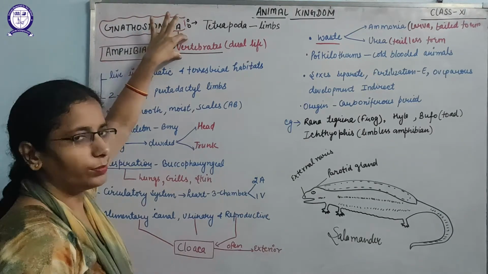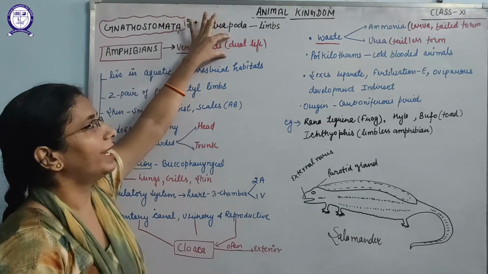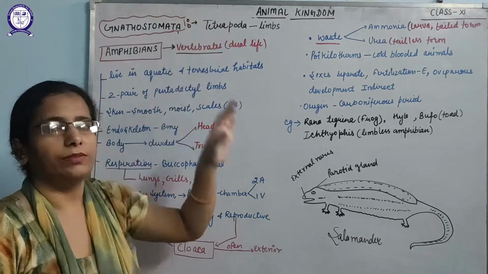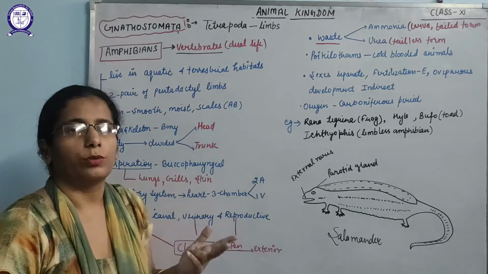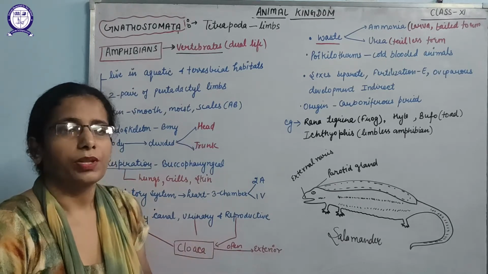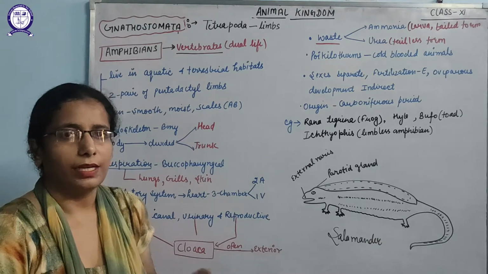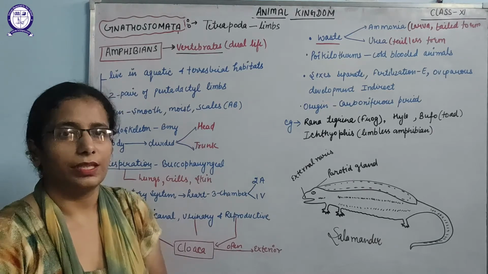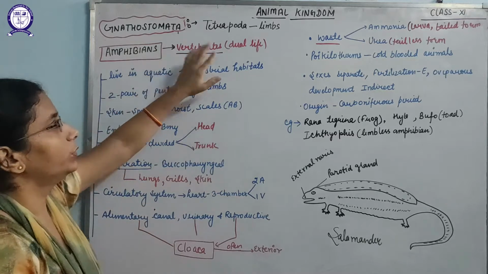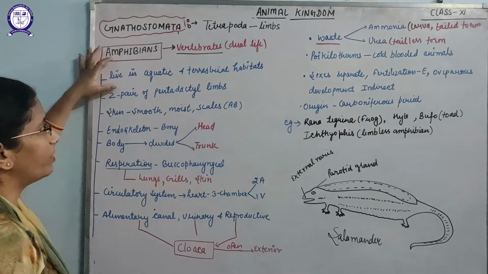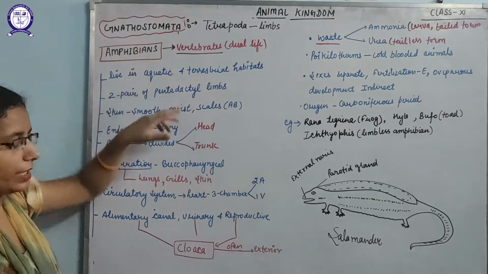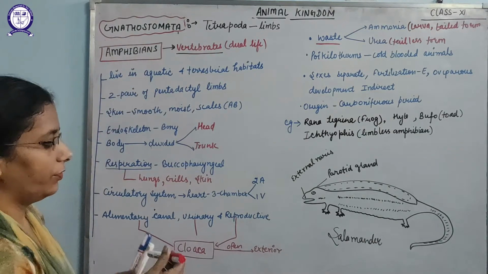Amphibians are the vertebrates that live a dual life. That means they can live in the water as well as on the land. That is why they perform two types of phases in their life. If they are living in the water, in the same way they can live on the land also. That is why vertebrates with dual lives come under the amphibians. So I have mentioned here these can live in aquatic as well as in terrestrial forms.